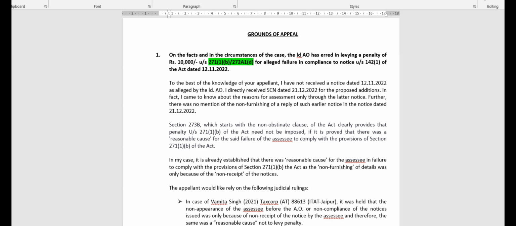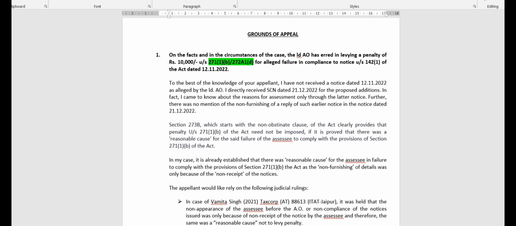In today's video, we'll see how to draft a transfer bill in case of penalty under section 271(1)(b) or 272A(1)(d). Now you are aware that during the course of assessment proceedings, whenever any notice is served upon the assessee under section 142(1) or any show cause, the assessee is duty bound to furnish a reply to that notice. But for some reason, if the assessee fails to furnish any reply, then the AO can levy penalty.